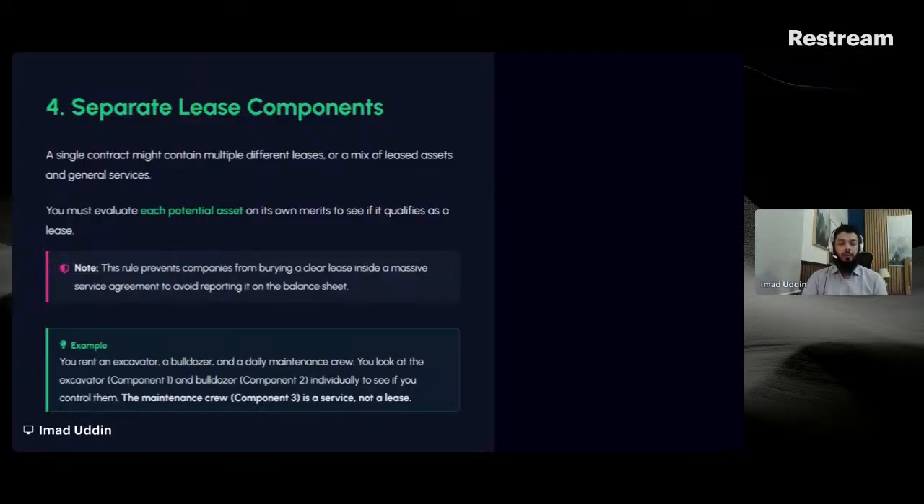to control it, and the only service you're buying is the excavation of the land by that machine, and you have no right to control that land. Then component one does not contain a lease.